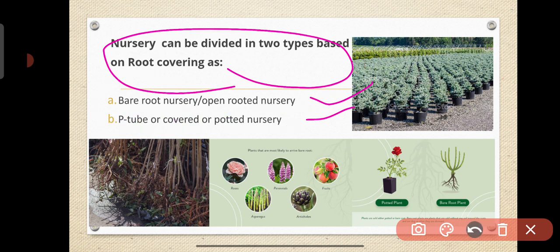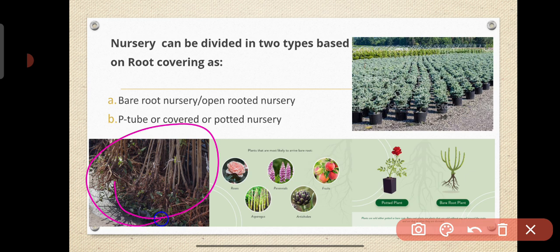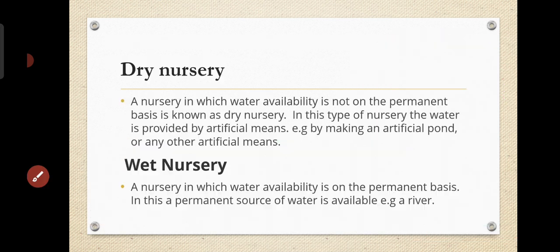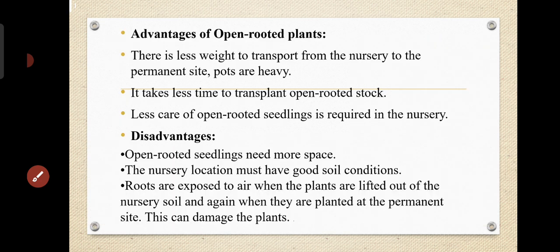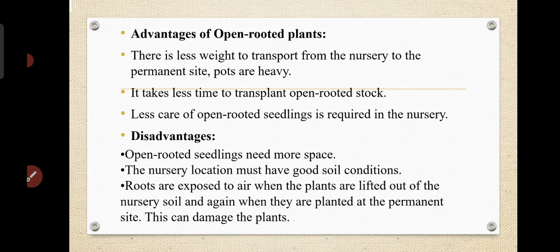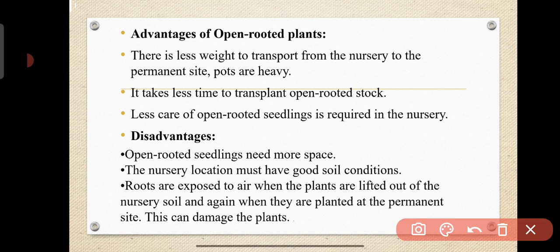Now see the diagrams also. You can see here, this is the bare rooted nursery. Here we have a P tube or covered or potted nursery. These are also potted nursery. This is bare root nursery, and these are the plants that are likely to arrive bare root. bare root कौन कौन से plants जो हैं वो grow हो सकते हैं. This is the example. Next we have the advantages and disadvantages of open rooted plants.